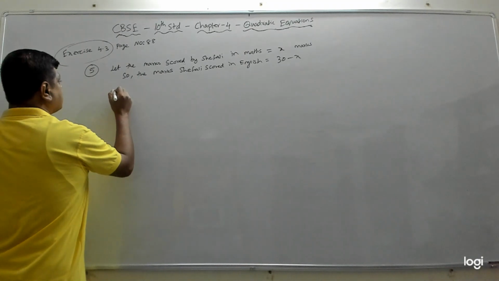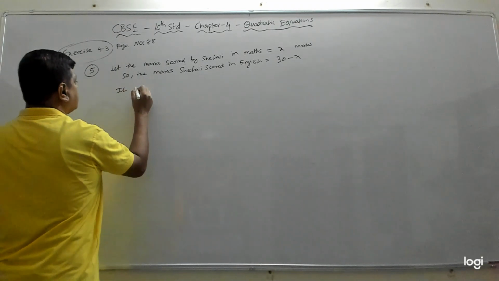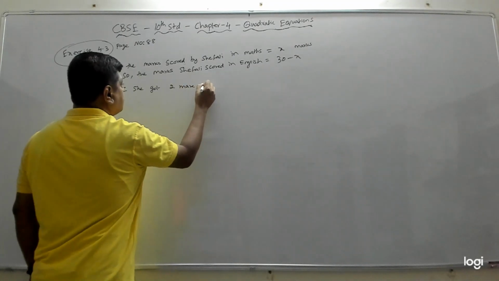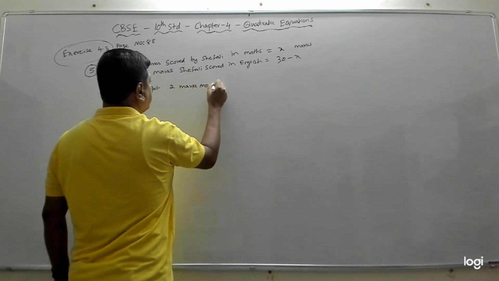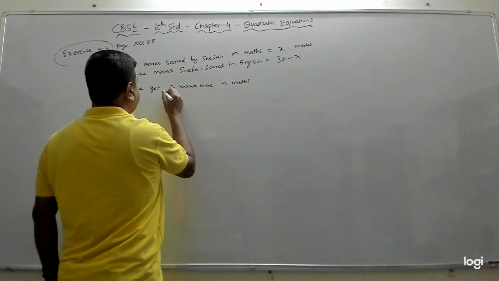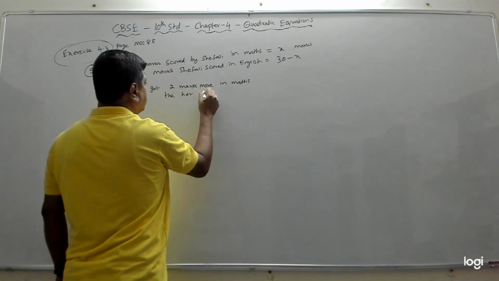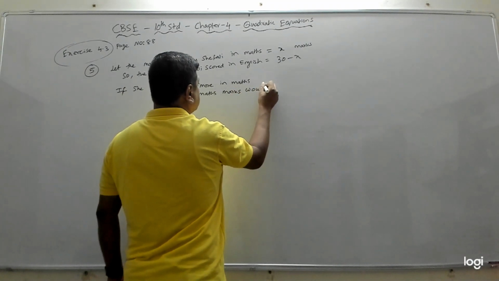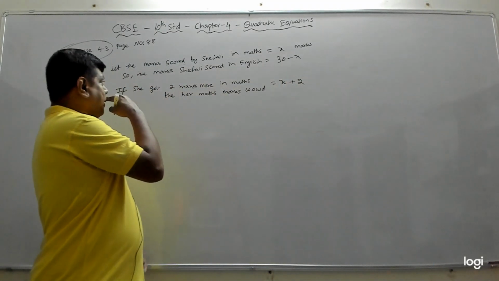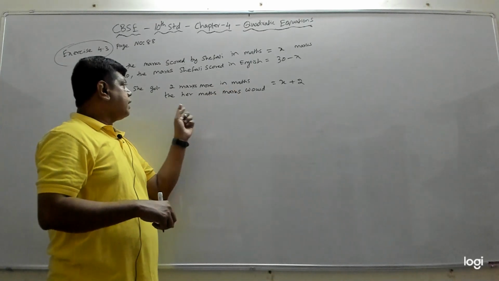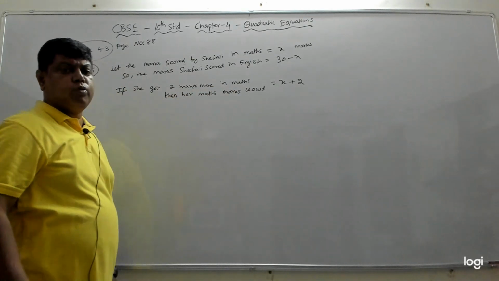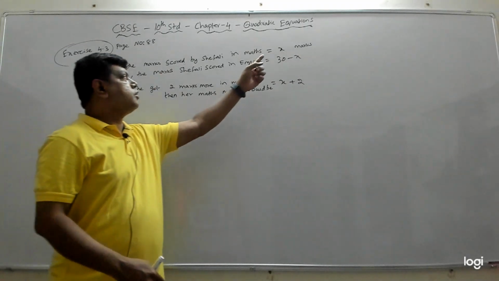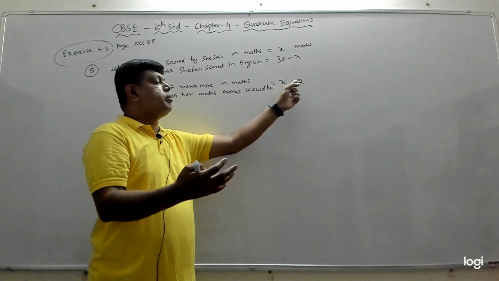Suppose she got 2 marks more in maths, then her maths marks would be how much? Would be X plus 2. If she got 2 marks more in maths, then her maths marks would be equal to X plus 2. Suppose she scores 2 marks extra. So she got X. Suppose she got 2 marks extra, then it will become X plus 2.